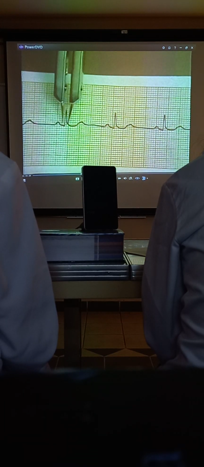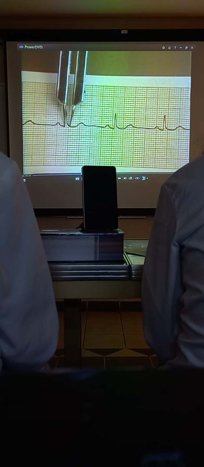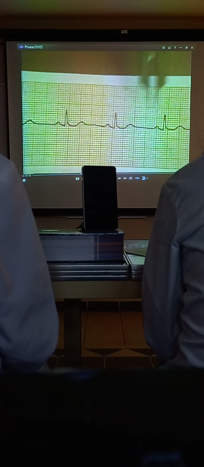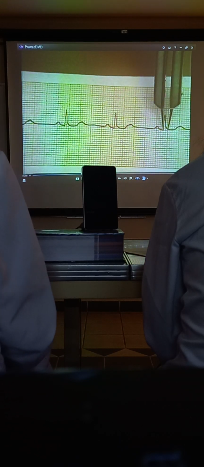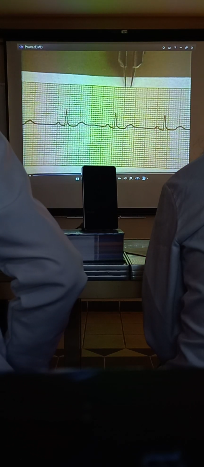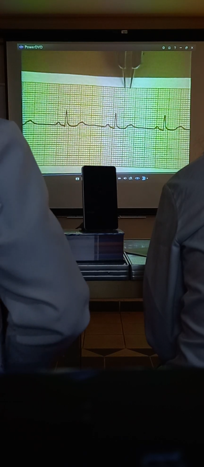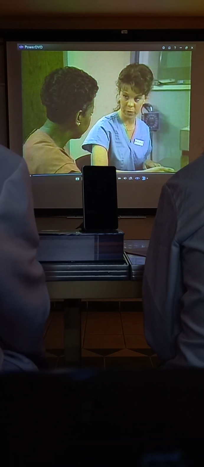Count the number of squares between the beginning of the Q wave and the end of the S wave and multiply by 0.04 second. A normal QRS complex duration is less than 0.12 second, or less than 3 small squares. On this strip, the duration of the QRS complex is 0.08. Correct. 0.08, no? Step 8 is to calculate the QT interval.